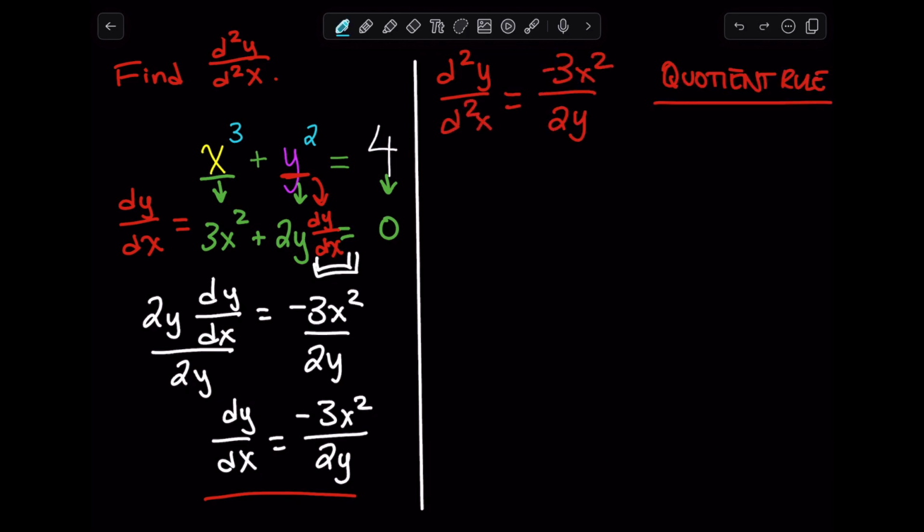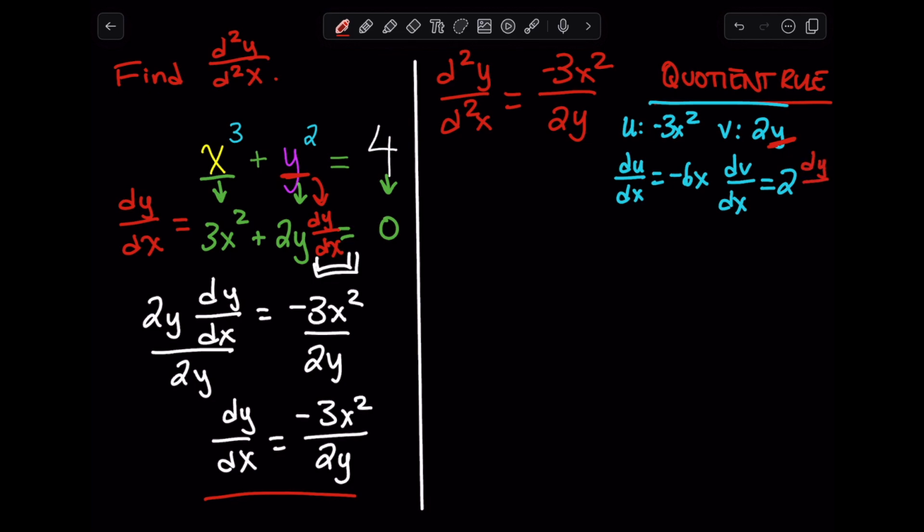And we'll notice that this is a quotient rule problem. If you haven't checked out my quotient rule video, please take a look at that. I would start with defining u and v here. u is negative 3x squared, v is 2y, and then the derivative of u, du/dx, is negative 6x. The derivative of v, or dv/dx, equals 2. But this is implicit differentiation, and since we derived a y term, we've got to remember to add the dy/dx here.